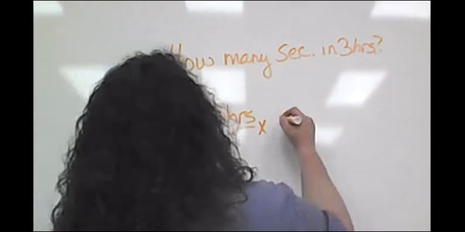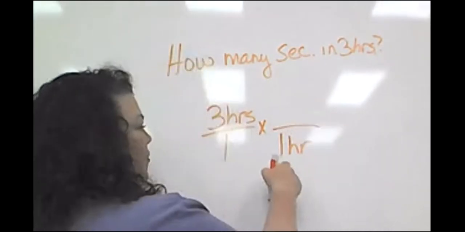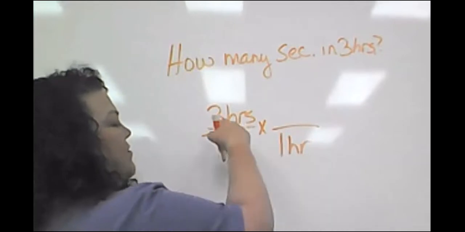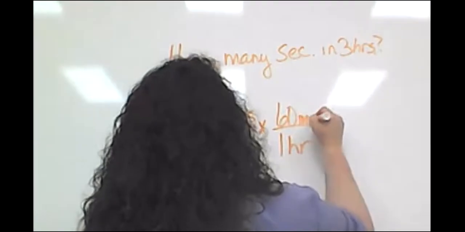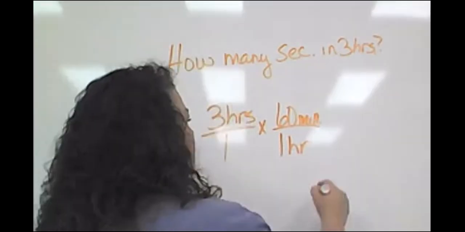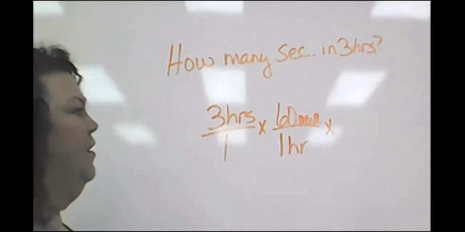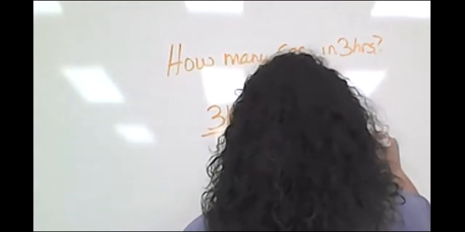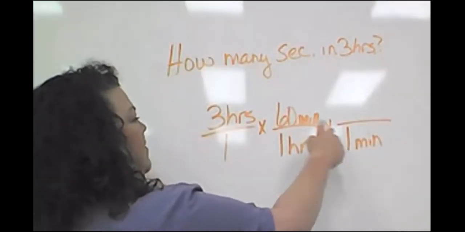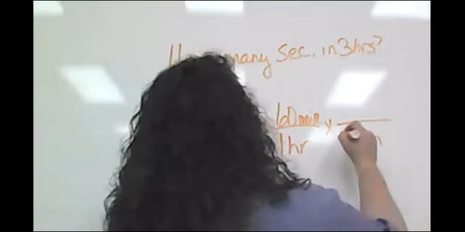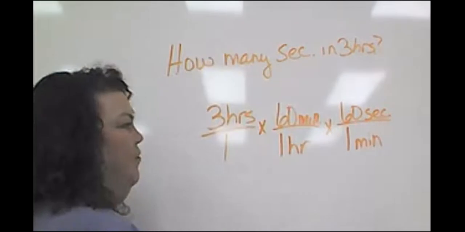So we know that for every 1 hour, and I'm writing that there because remember I need to be able to cancel out my unit. For every 1 hour, I have 60 minutes, right? I've got to get to seconds though. So for every 1 minute, and again, I'm writing that notation here so I can cancel out that like unit. And I have 60 seconds for every 1 minute.